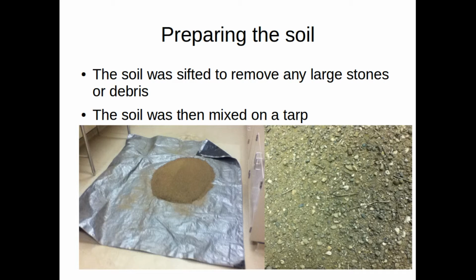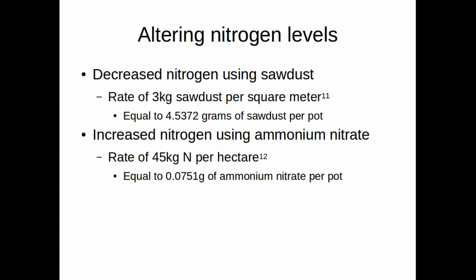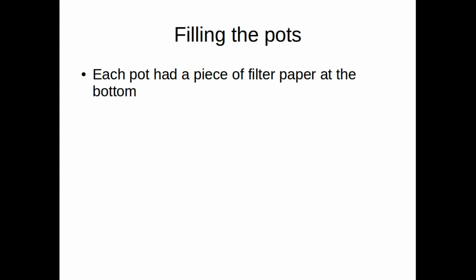On the right you can see a close-up picture of the soil. For the pots that required low nitrogen, roughly 4.5 grams of sawdust was added. This is equivalent to 3 kilograms per meter squared, a rate which was adapted from work by Everett et al. 2004. About 0.075 grams of ammonium nitrate was used for each of the high nitrogen pots.